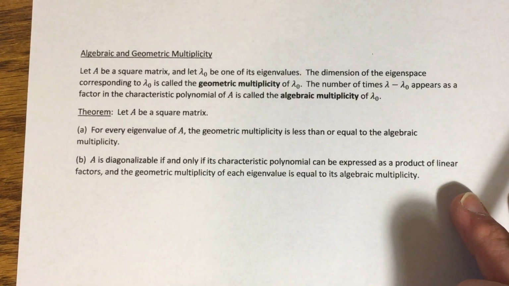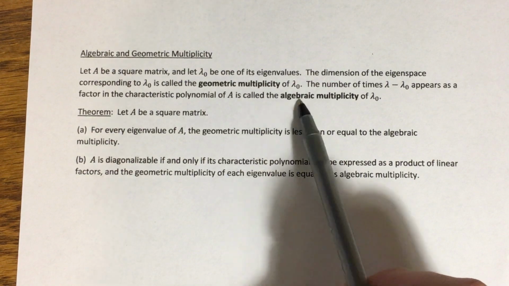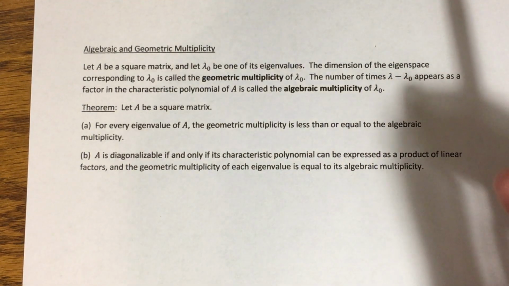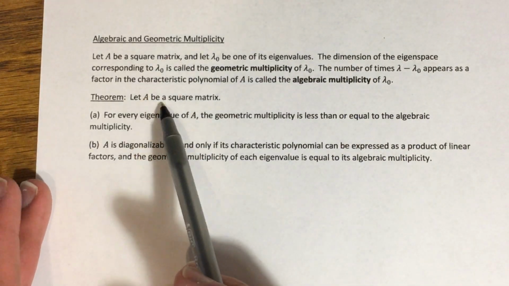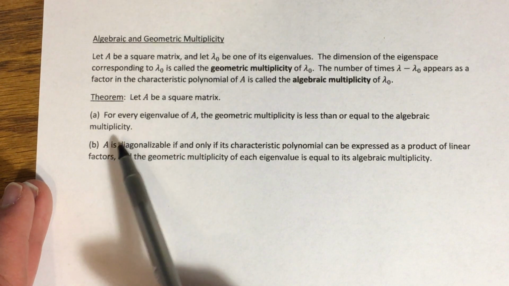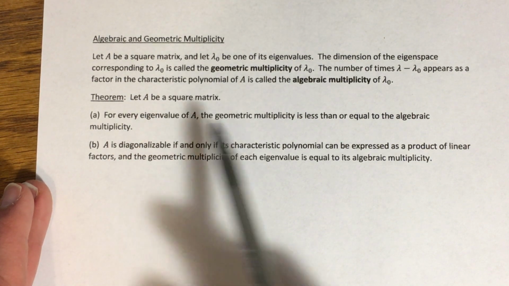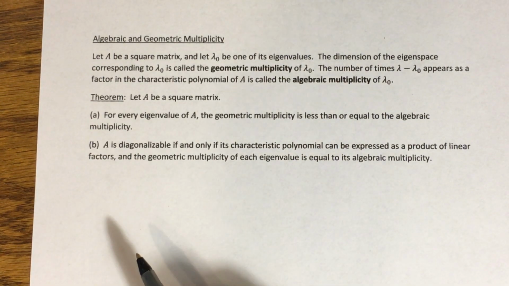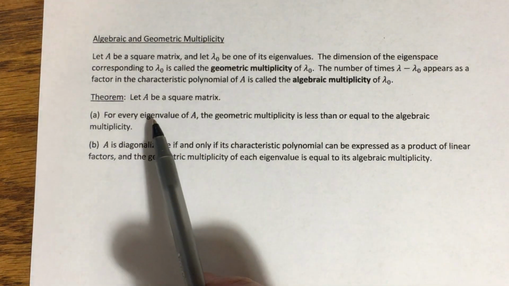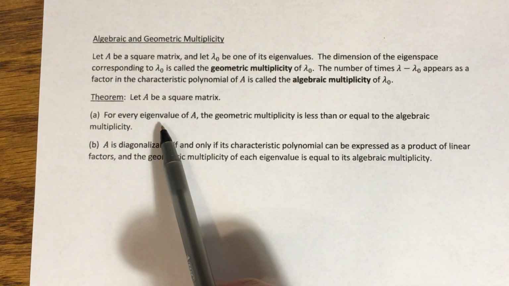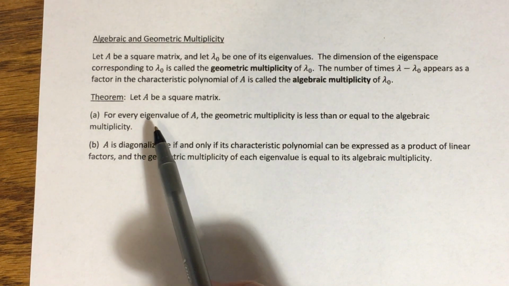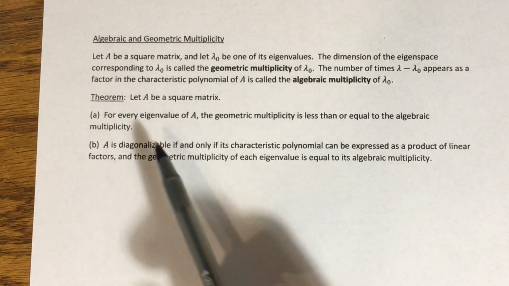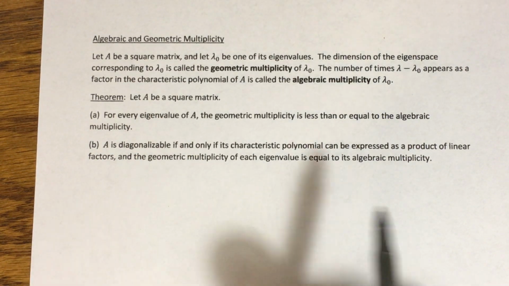Okay, so two different concepts of multiplicity, geometric and algebraic, and together they give us a condition under which we can determine whether or not a matrix A is diagonalizable. So here, if we assume A is a square matrix, there's two parts to this. Part A: for every eigenvalue of A, the geometric multiplicity is always less than or equal to the algebraic multiplicity. And without getting too deep into this, this is what basically prevents an n by n matrix from having more than n linearly independent eigenvectors. It's not the only reason for that, but you can construct an argument from this.